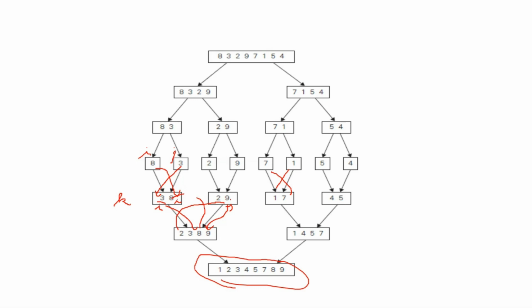Once again, the number of elements in this subarray is more than 1. So we need to once again call the merge sort function. So we are going to divide this into two halves. So 8, 3 will become the first half, 2, 9 will be the second half, 7, 1 will be the first half, 5, 4 will be the second half.